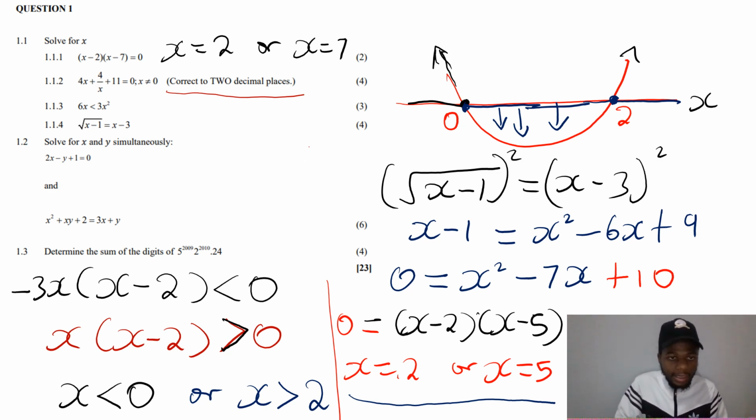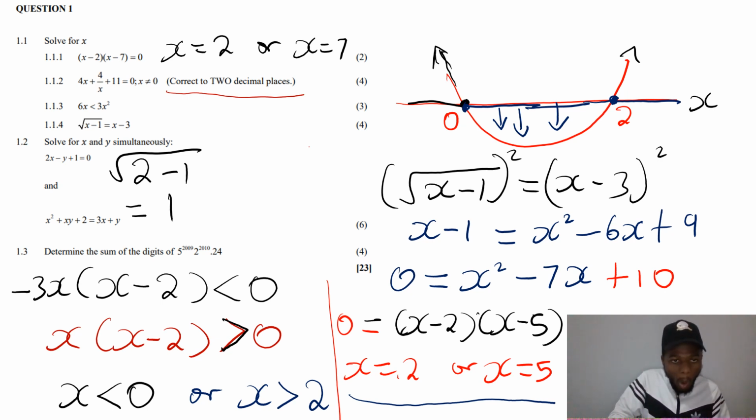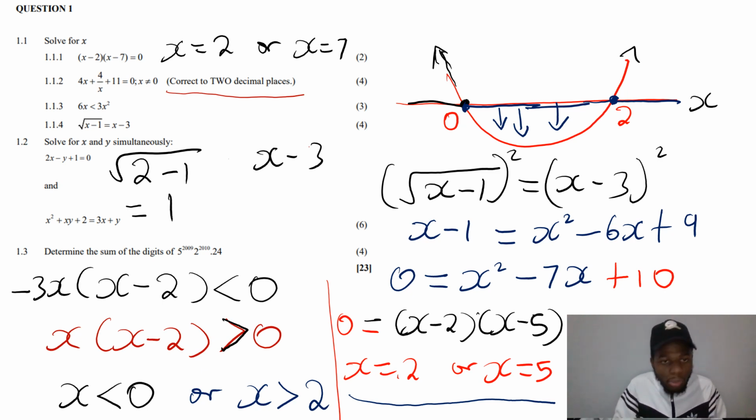Let's start with the left-hand side. The left-hand side, we have root of x minus 1. Where there is x, I'm going to put 2 minus 1, and this is going to be 1. Let's check with the right-hand side. The right-hand side, we have x minus 3. Let me see if I put 2 here, where there's x, will I still get this 1? Okay, let's see.